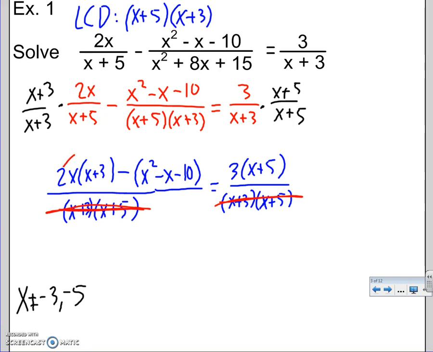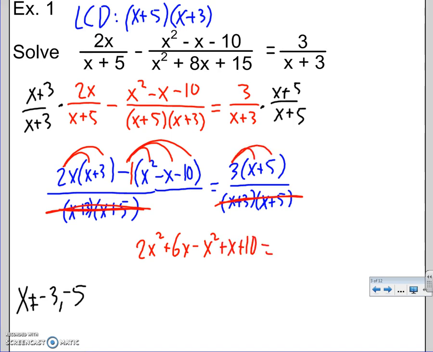Now I gotta distribute this. So that is 2x squared plus 6x. I distribute this negative 1. So that's minus x squared plus x plus 10. On this right side, I gotta distribute this as well. So just a lot of algebra. 3x plus 15.